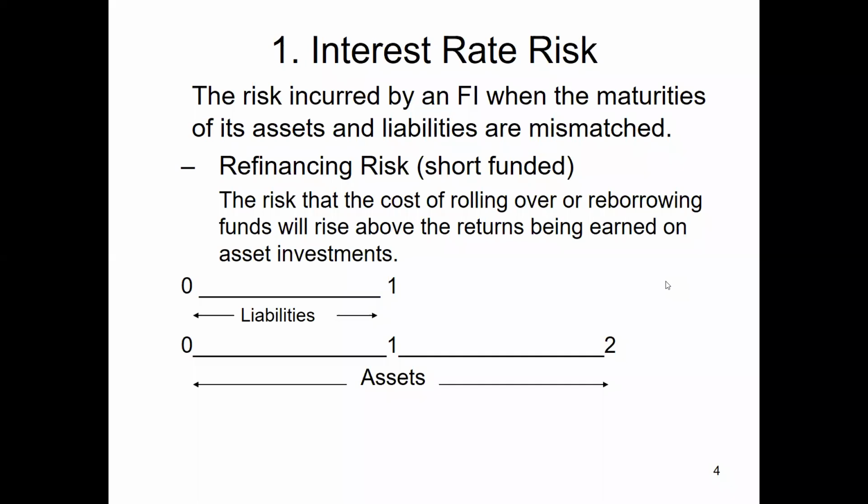The ideal structure of the balance sheet for a financial institution is to have assets and liabilities more or less the same in terms of maturity, in order not to face any risk. The risks related to interest rate risk are refinancing and reinvestment. Let us talk about refinancing risk, also called being short funded. This is the risk where the cost of rolling over or reborrowing the funds will rise above the returns being earned on asset investment.